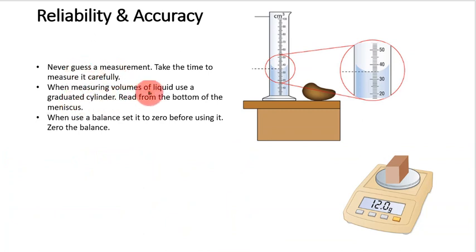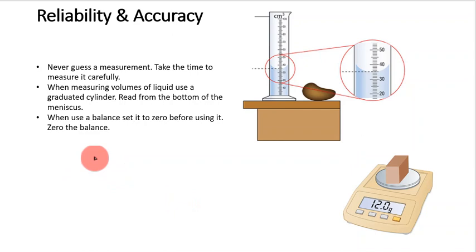When measuring volumes of liquid using a graduated cylinder, read from the bottom of the meniscus. When you're using a graduated cylinder, you'll notice that the water kind of bends like this. This is what's called the meniscus. You take your measurement at the bottom of the meniscus, not up here, but down here. And when using a balance to measure the salt, make sure that the balance is zeroed. These are some of the ways that you can improve reliability when you conduct an experiment.